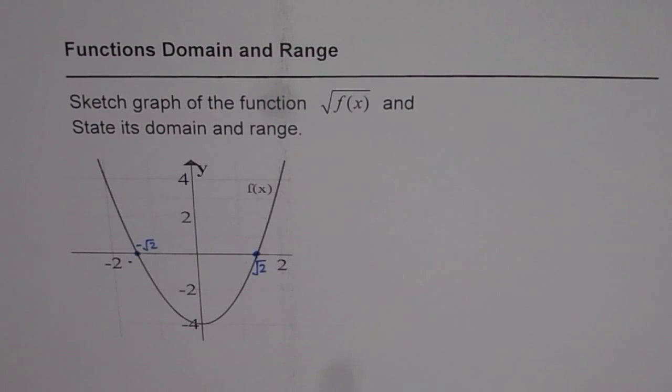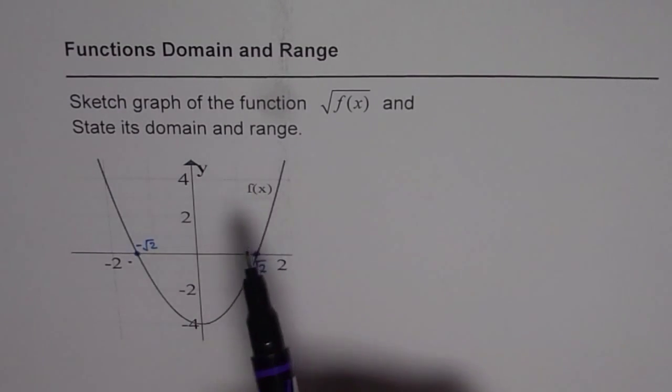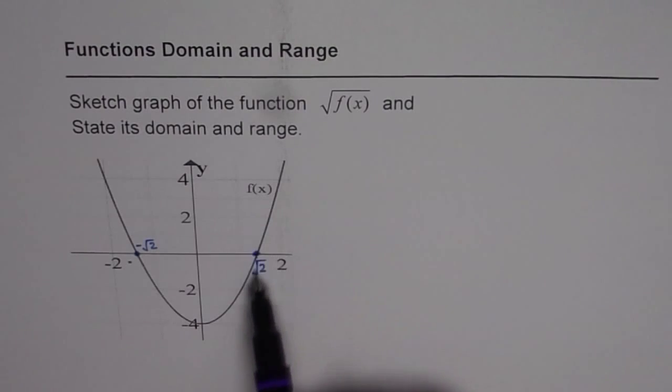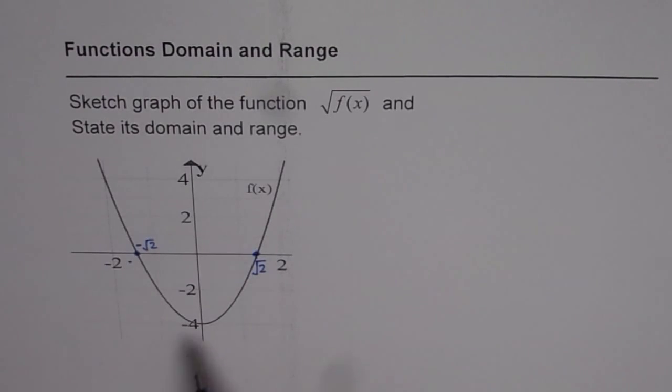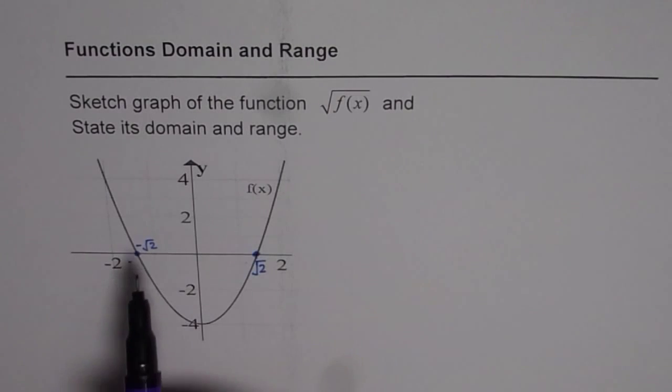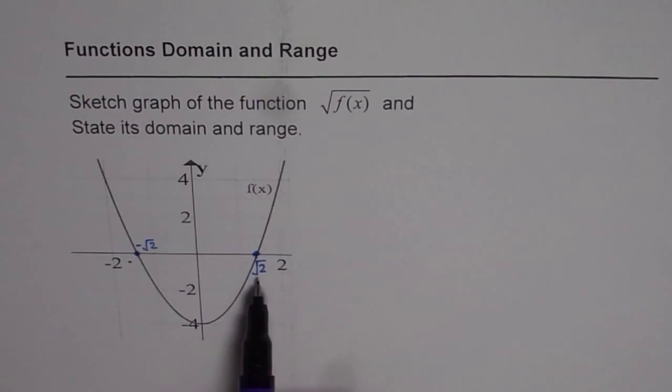The question here is: sketch the graph of the function square root of f of x and state its domain and range. We are given the function f of x in the form of a graph, which is a parabola with vertex at (0, -4). The x-intercepts are square root 2 and minus square root 2.